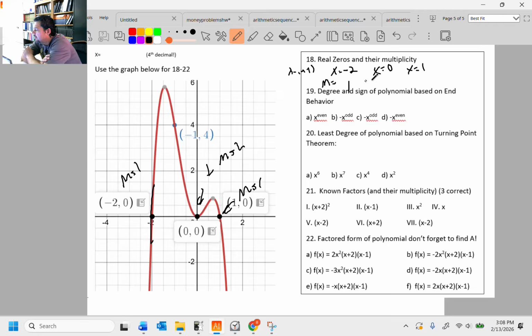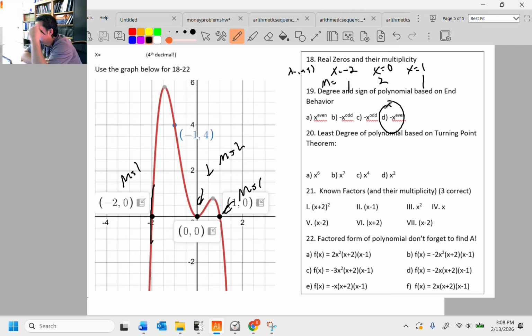Degree and sign of the polynomial based on end behavior. It is the same old thing. The thing starts low, it ends low. Negative x to the even. I had kids pick x to the odd. It was in there twice. It wasn't going to be the right answer. Like, are you kidding me?